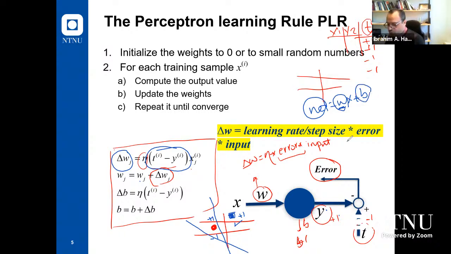But the bias, if we can go to the model here, I don't know why I cannot move.